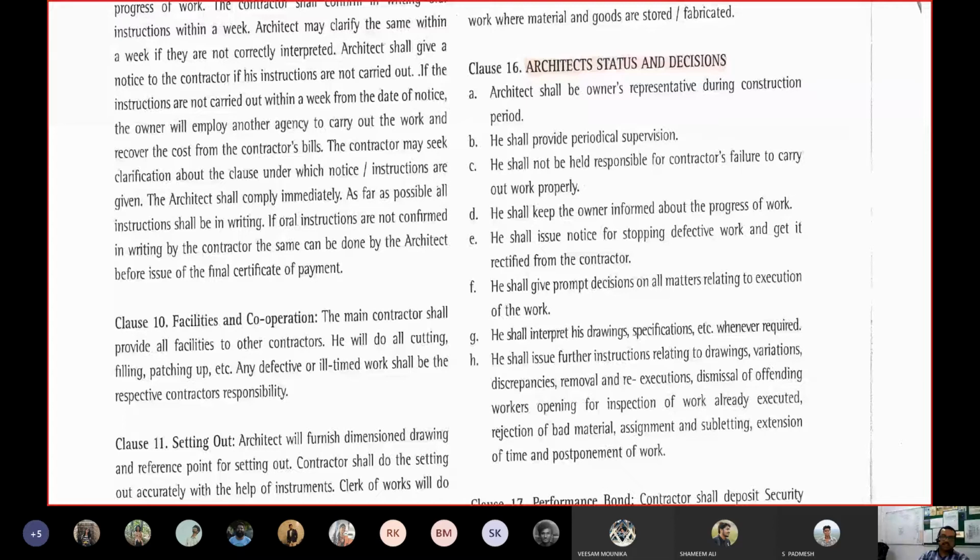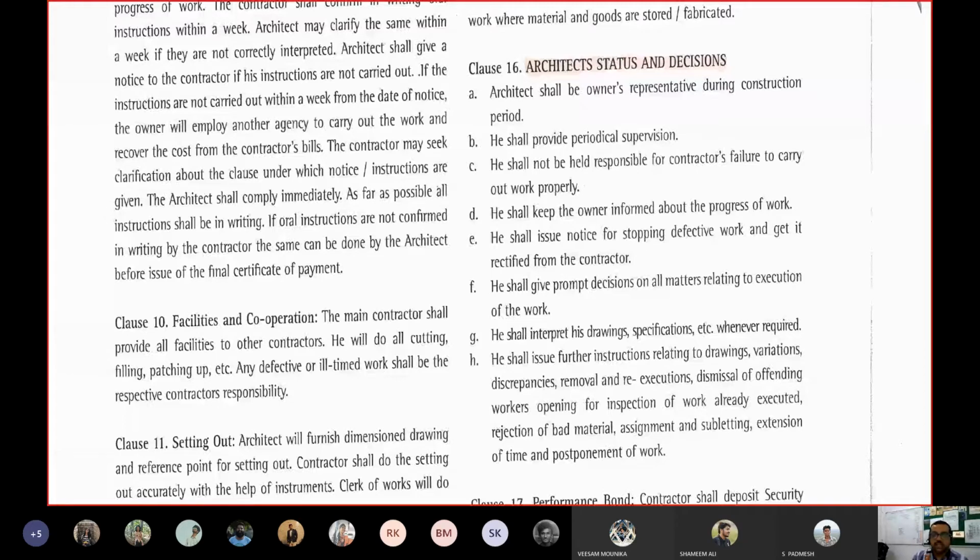Next is, he shall issue notice for stopping defective work and get it rectified from the contractor or by the contractor himself. So during the site supervision, in person or through some other person, if the architect finds that there is defective work going on, he shall get it rectified by the contractor as early or as immediately as possible. He will not wait for the total contract to get over and then rectify it. He has been given the status or power to do so.